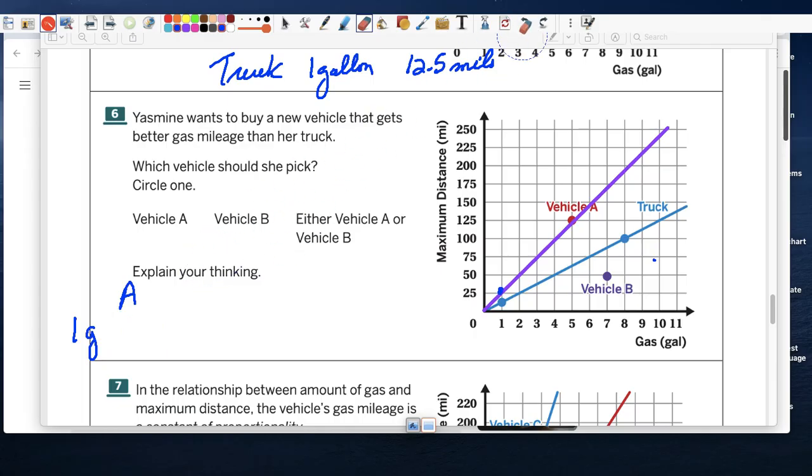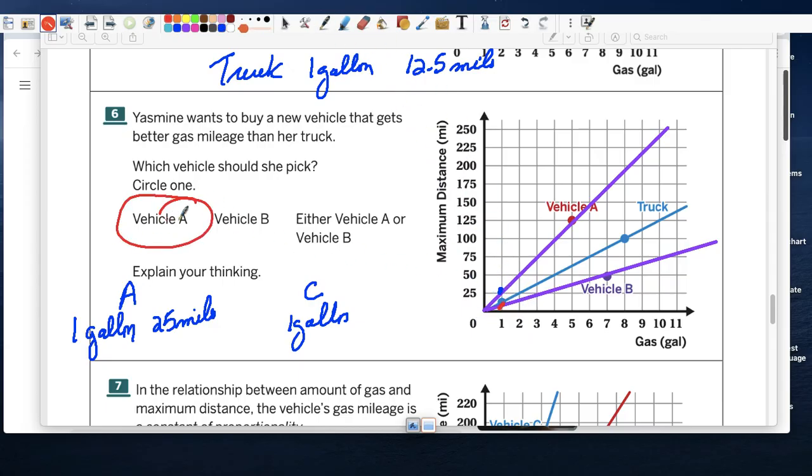Right? It's not actually asking us. You know what? I'll stop. Because the question is not asking us, what's the unit rate for each car? Compare them and then tell me which one's the better car. Well, that's not what it's asking us. Just by looking at the graph, which one's the better car? Vehicle A. Because look, it's 1 gallon. It's going 25 miles. So vehicle A is the winner.